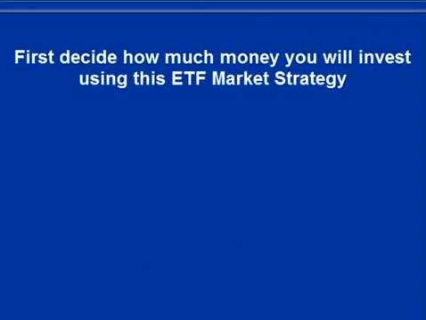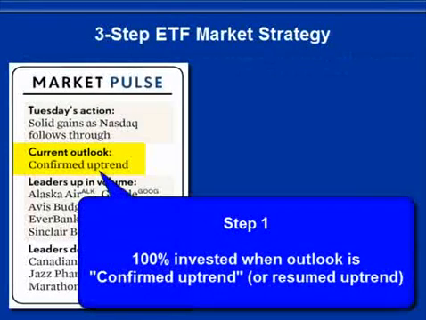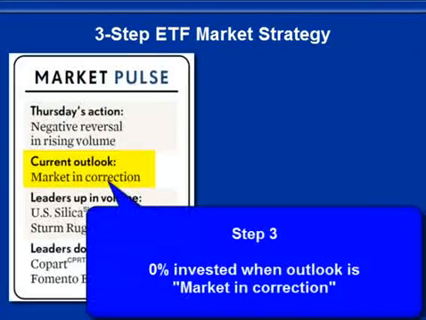Before you begin, decide how much money you want to invest using this ETF market strategy. Then follow this simple three-step process. Step 1. When the market pulse changes to confirmed uptrend, you want to invest the full amount you've allocated to this approach. Step 2. When the market pulse changes from confirmed uptrend to uptrend under pressure, reduce your holdings to 50%. Step 3. When the market pulse changes to market in correction, cut your holdings to 0.